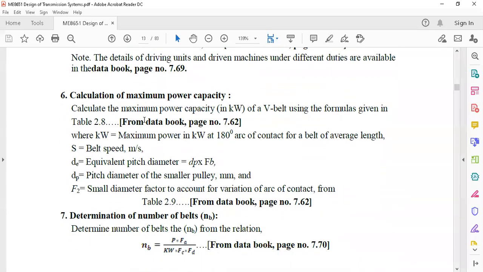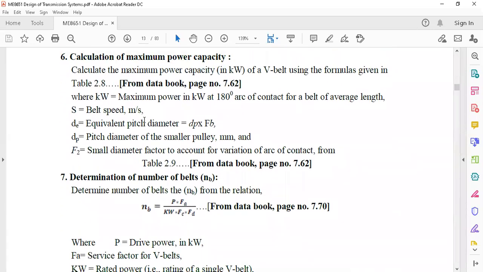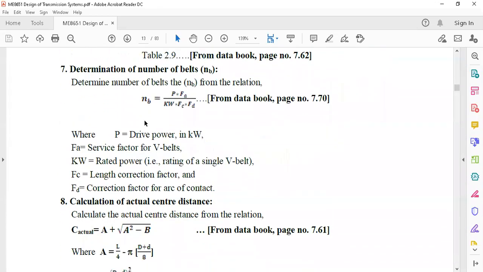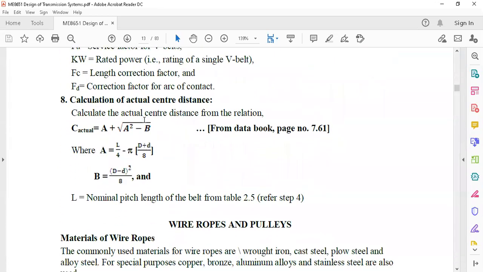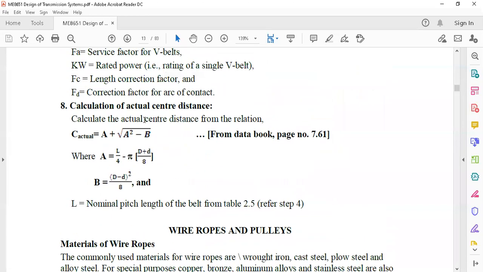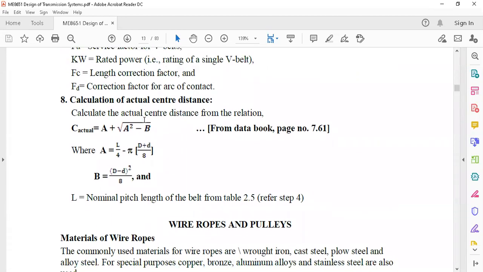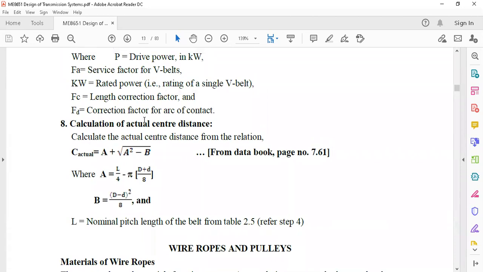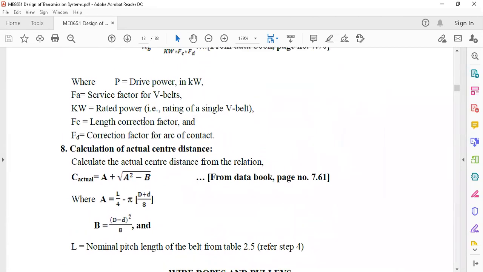Then the calculation of the maximum power capacity, determination of the number of belts, and calculation of the actual center distance. These are the step-by-step procedures for solving problems of flat belt drives. I hope this session gives you a better idea of calculating; if they ask individually what the actual center distance is, you will be able to solve it.